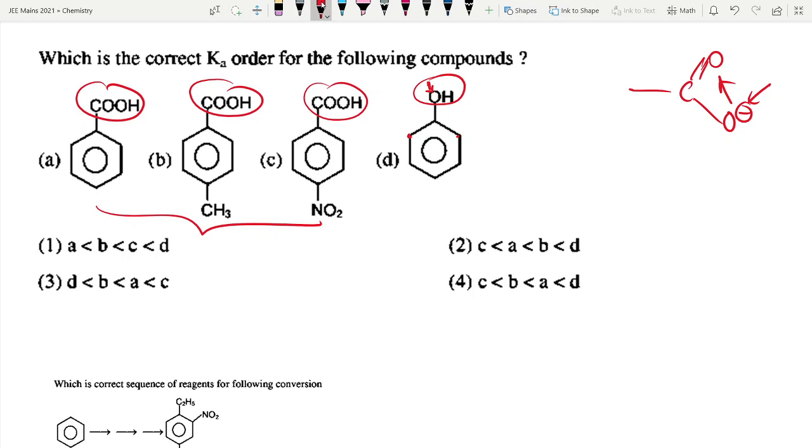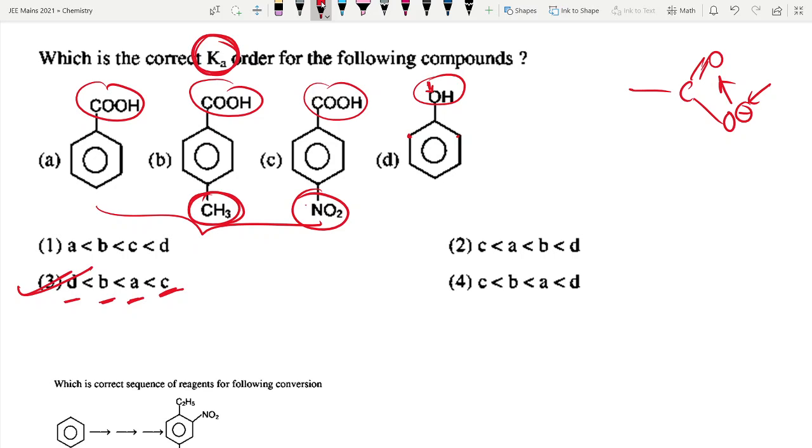And among these 3, you see this is an electron withdrawing group, so it will increase for sure the acidity. There's no substituent at the ortho position, which might have made it a little bit difficult. But this CH3 group is not at the ortho position, otherwise it would have been an interesting question. But both of them are at para. So most acidic is C. Then you have A, and this is Ka, right? Not pKa. Perfect. Then you have C, then A, then B, and then D. Perfect. This is the correct order.